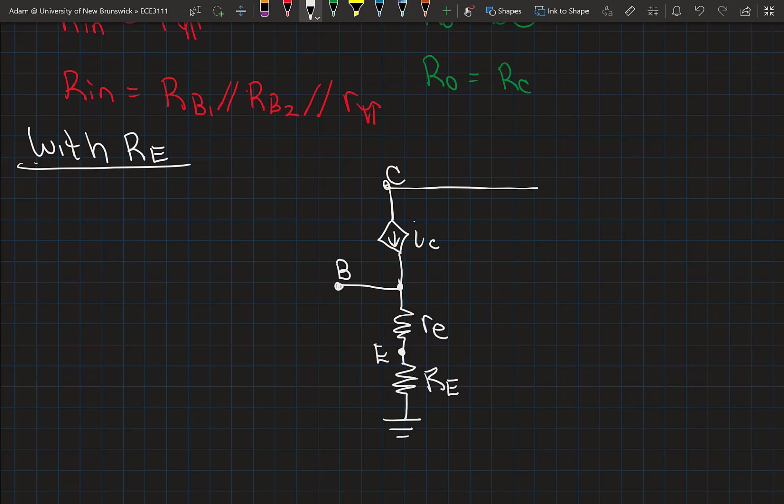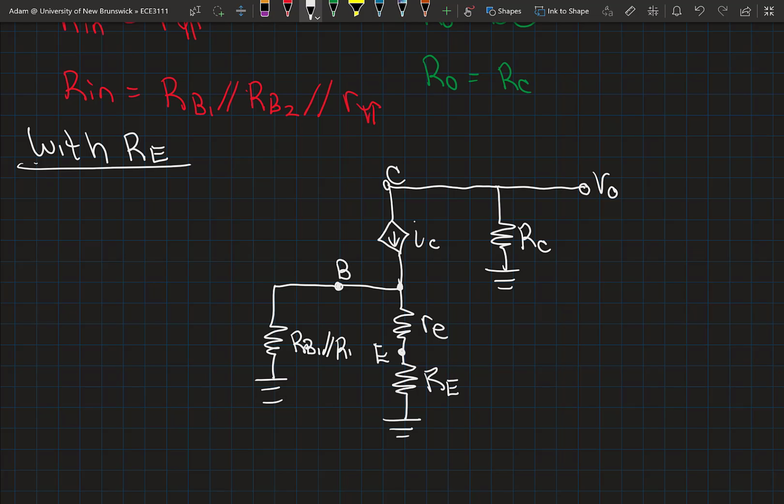Let me finish showing my external bias components. So I have RC, and connected to the base, again I'm going to show RB1 and RB2 as a single resistor that has a value equivalent to the parallel value of RB1 and RB2, and then I'm going to apply my small signal input to the base.